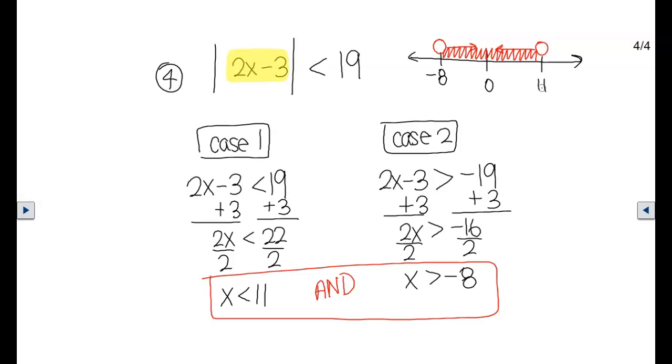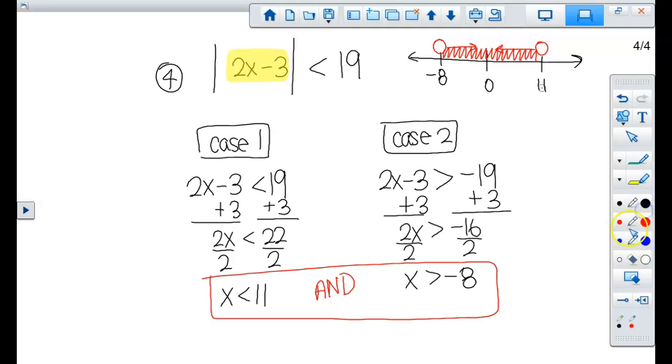So in the red box, you see the solution to this problem, and I get it by doing the two cases. The as-is positive case and case 2 where I make the two changes I'm allowed to make: flip the sign, make the number a negative. Those are the only two things that I'm allowed to change. So here is your solution for number 4.